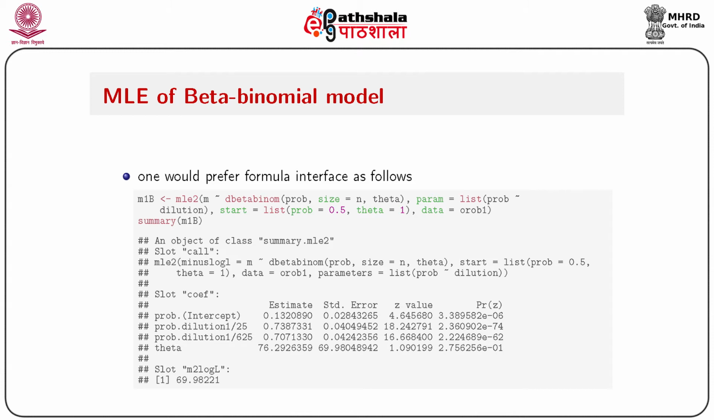One would prefer the formula interface as well. So say M1B, the mle2 M tilde symbol dbetabinom prob, size equals n, theta, then parameter list is prob tilde dilution, and start equals list, prob equals 0.5, theta equals 1, then data equals ORO B1, and the summary of M1B will give you almost the same results that you saw in the previous section.